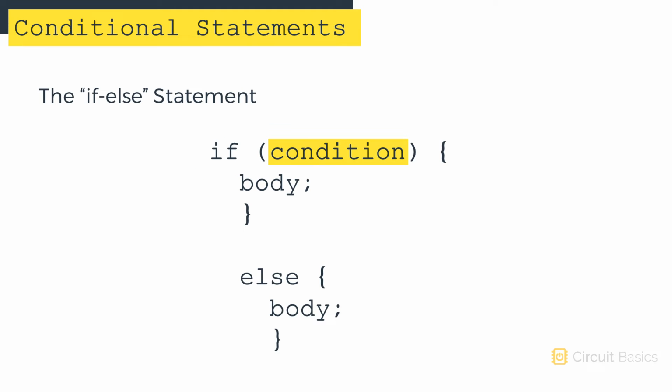If the condition is true, it'll execute the code inside the body of the if block. But if the condition is false, it'll run the code in the else block. As we'll see in a later video, the if-else statement is similar to another statement called switch case.